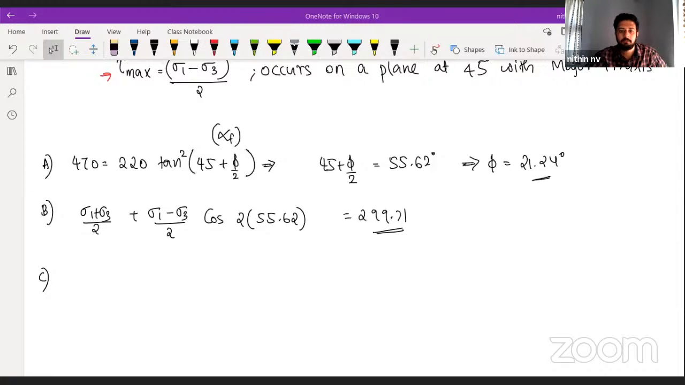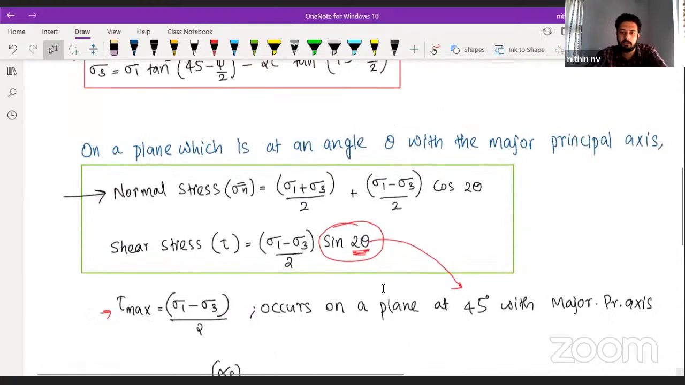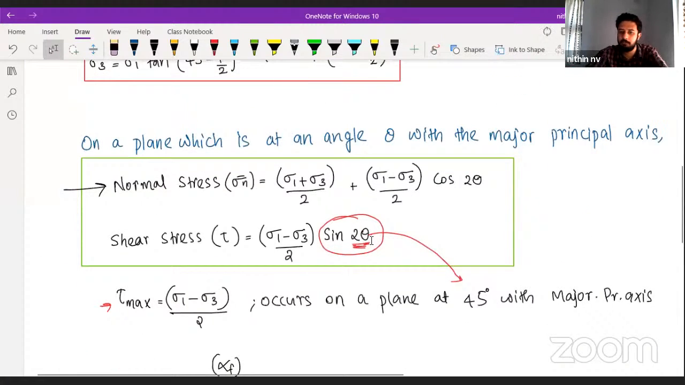How much are you getting? Simply substitute 470 minus 220 by 2 into sine 2θ. 55 plus 55.62, yes, 116.5. Yes, very good. So 116.5. Hope all are getting it. That's why I'm not writing everything. If anyone is not getting it, simply use the equations available.